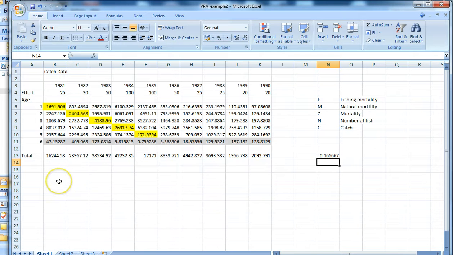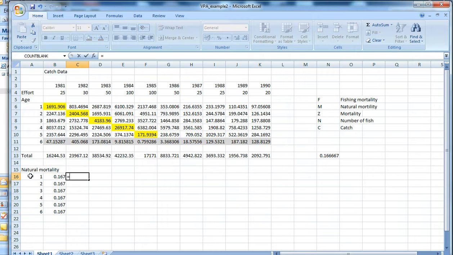Right, so what we're going to do is hold on to natural mortality, because I might want to be able to play around with it later on. So I'm going to put natural mortality here. I'm going to make it 0.167, and I'm going to do that all the way down here.